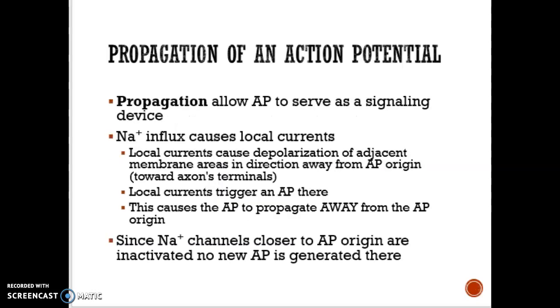So propagating an action potential just simply goes like this. As the action potential serves as a signaling device, the sodium influx is causing a local current, and the influx of sodium with that local current is going to go all the way down the entire axolemma. As it goes along the entire axolemma, it'll cause all of our sodium channels to open or close, which is generating the action potential along the entire cell, not just a piece or part of it.